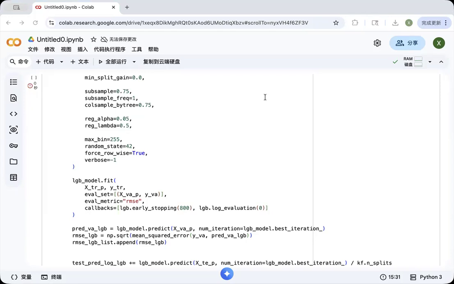And the fourth one is regularization. To reduce overfitting, we applied multiple regularization strategies: L1 and L2 penalties, subsampling rows, column sampling, and controlling tree complexity. These techniques reduce model variance and improve generalization to unseen data.